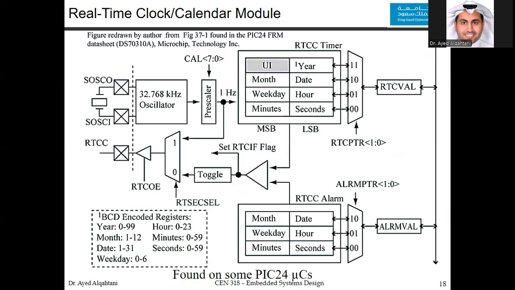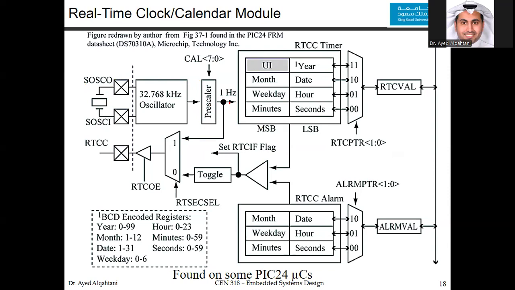If you chose to build a clock or a digital clock, or what we call here a real-time clock or a calendar module, you can use the timer. You have the external crystal, the oscillator that we talked about, and the prescaler value, and it gives you 1 hertz. So 1 hertz means your period is 1 second, since the reciprocal is also 1.